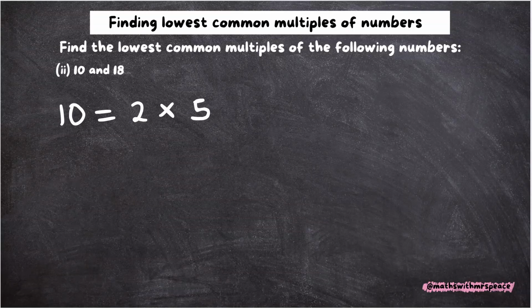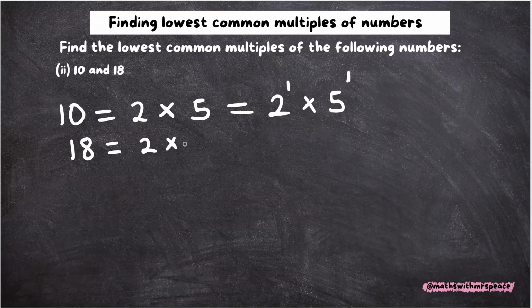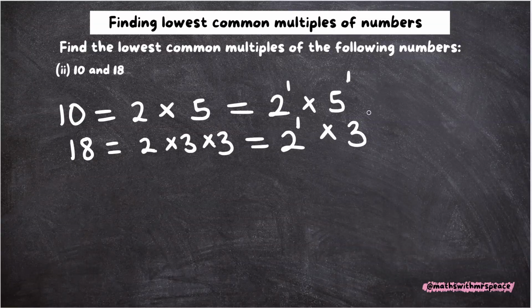And just like I explained earlier, there is no repeated multiplication here. In index form, this is going to be 2 raised to the power of 1 times 5 raised to the power of 1. Now 18 can be expressed as 2 times 3 times 3. Again, in index form, this is 2 raised to the power of 1 times 3 raised to the power of 2.